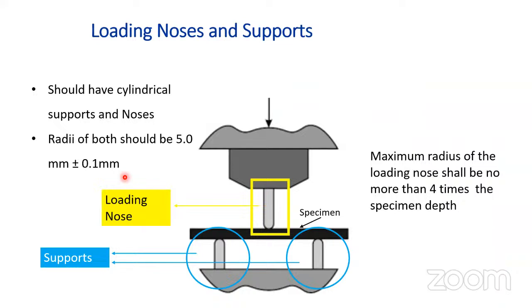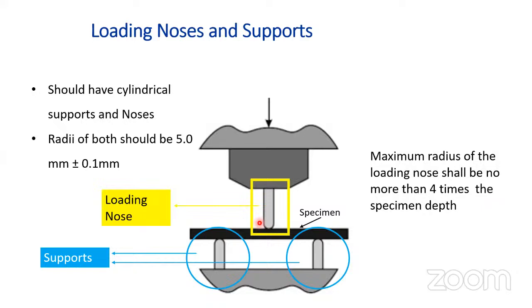So, loading noses and supports: these are the parts of that instrument, which should have cylindrical supports and noses. If you see the portion by which we apply the force, or by which it supports the specimen, they are circular. Can you observe this? These are the cylindrical portions which support the noses. The radii of both should be 5 mm plus or minus 0.1 mm. The maximum radius of the loading nose shall be no more than 4 times the specimen depth. These are the requirements for your specimen size as well as the noses.